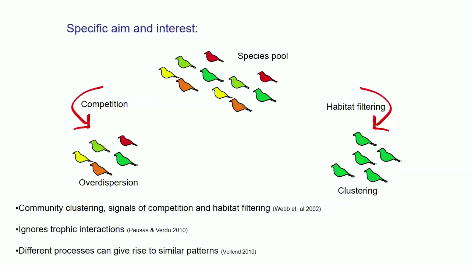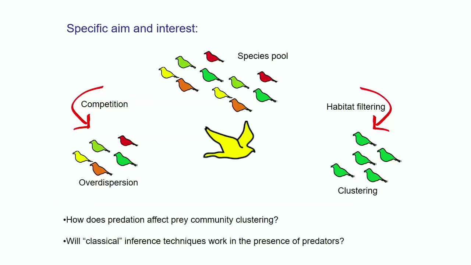And with that being said, that of course is somewhat limiting, especially if different processes like competition and predation give rise to similar patterns. With this in mind, our aim here is to look at the predatory effects on prey community structure. We ask two questions. First, how does predation affect prey community clustering? And second, we ask whether these classical inference techniques actually work in the presence of predators.